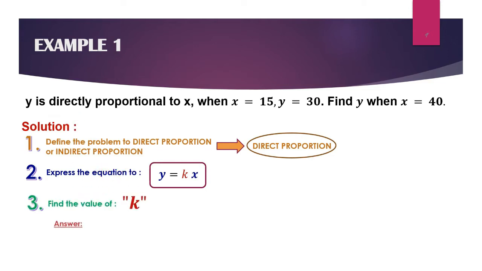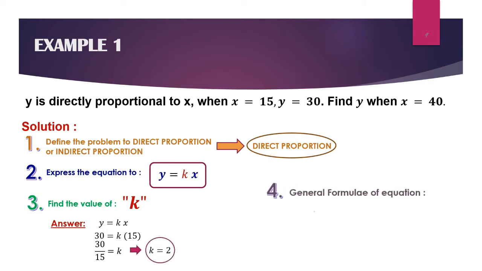When x equals 15, y equals 30. So 30 equals k times 15. So k is 2. So the value of k is 2. Right, now go to find the general formula. The general formula of the equation is y equals kx, so y equals 2x. That's the general formula in terms of x. And then when x is 40, insert x equals 40, we get y equals 80. Very clear.